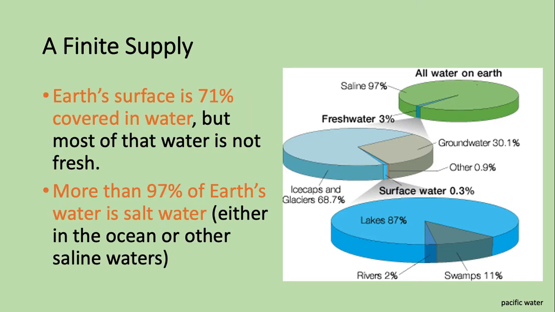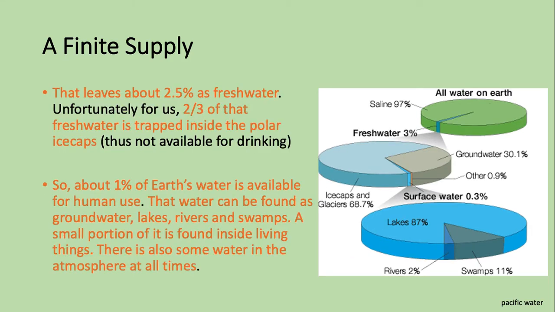So Earth's surface is about 71% covered in water. So the rest is land, but 71% of Earth's surface is water. Most of that water is salt water. 97% of the water on Earth is salt water, either in the ocean or other saline waters, like the first pie chart shows. That leaves about 2.5% as fresh water.